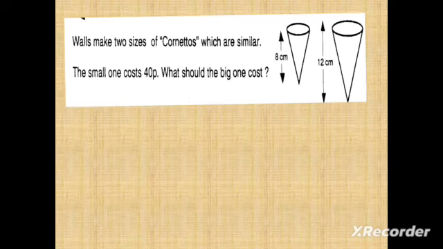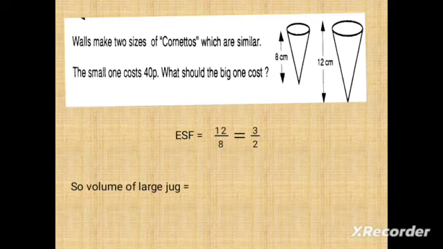Number 4. Walls make two sizes of cones, which are similar. The small one costs 40 pounds. What should the big one cost? Now, these are two cones and they are similar. So it's the concept of the linear scale factor. So we get the scale factor first, which will be 12 over 8. That is 3 over 2.